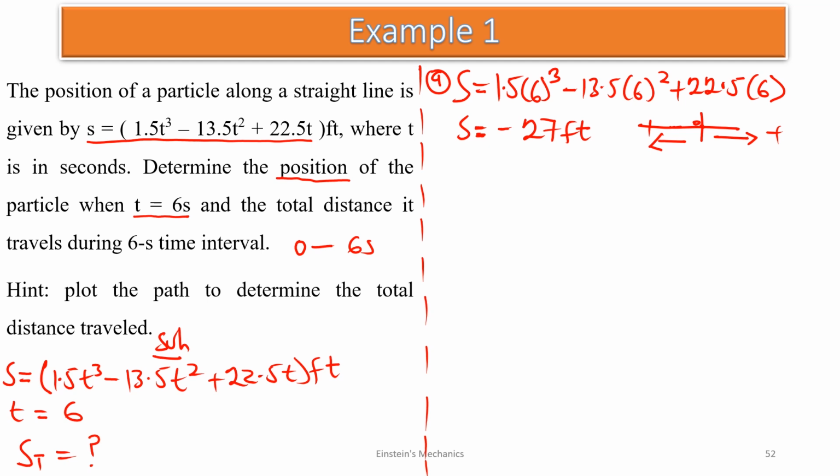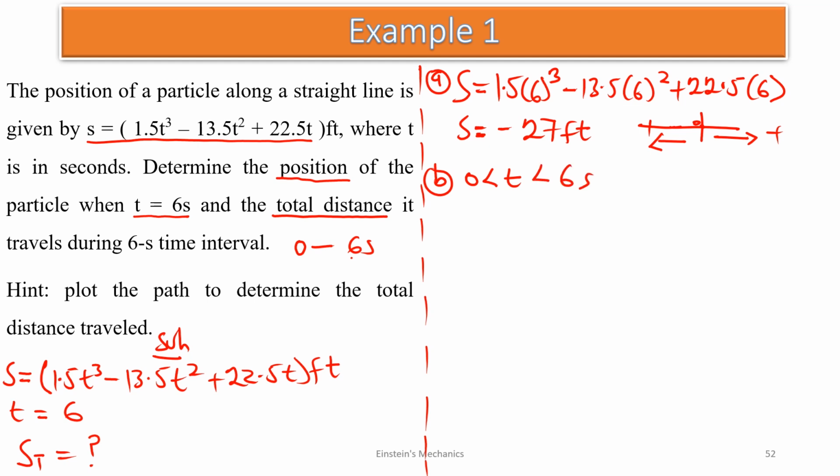Now we are to determine the total distance it traveled during the 6 seconds interval, meaning from 0 seconds to 6 seconds. What is the total distance it has traveled? So from 0 to 1 to 2 to 3 to 4 to 5 to 6, we are going to see what happened in that place. So here what we are going to do is very simple. We are going to look at it from 0 to 6 seconds.